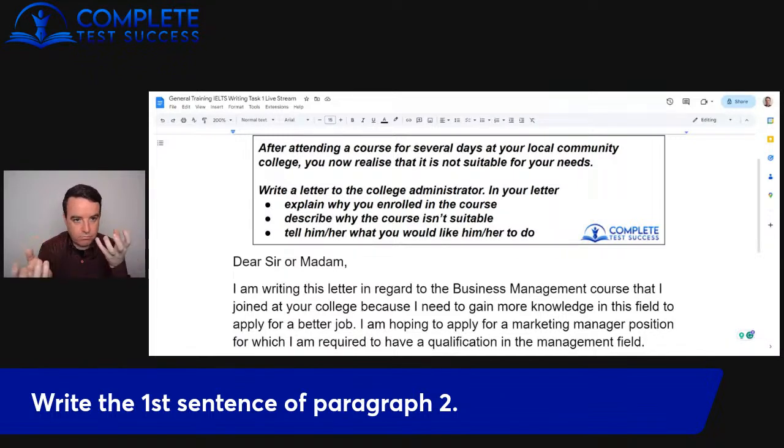Don't take the different information for the different paragraphs and put them together, because you're not fully developing each prompt and you're not organizing your letter, excuse me, as well as you could or should. So keep them separate. Just focus on the first prompt in the first paragraph. And now we're on paragraph 2. So we'll focus on describing why the course isn't suitable.